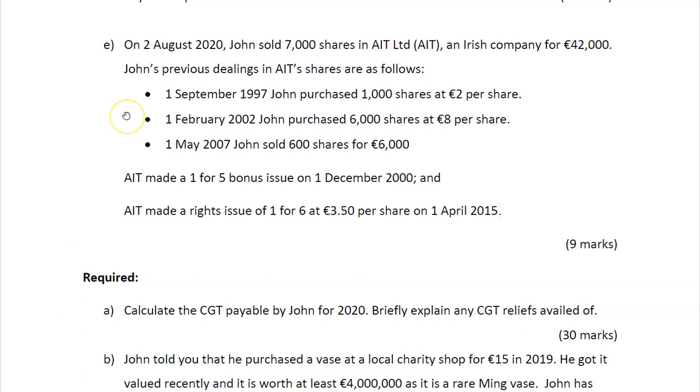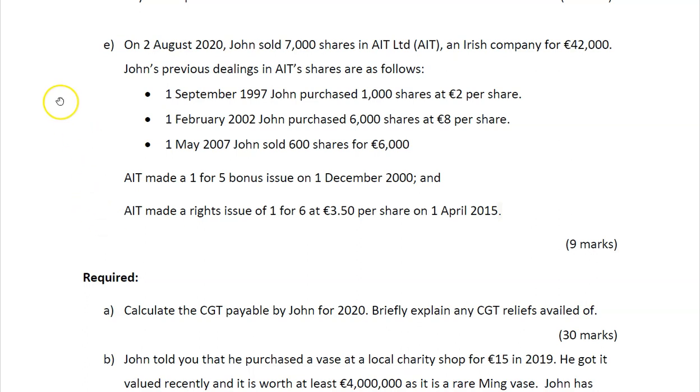I'm looking at a capital gains tax question where you're asked to calculate the capital gains tax, the CGT, for a person for the tax year 2020. I'm just concentrating on the sale of shares, where there is also a bonus issue and a rights issue as part of the scenario. Students can struggle with this, so hopefully this will clarify it for some people and make things easier.